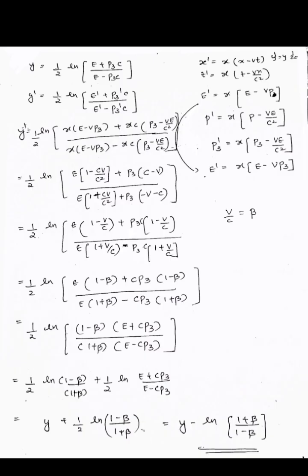So this is equal to half ln over (1 minus beta) into (E plus Cp3) divided by (1 plus beta) into (E minus Cp3). So this is equal to half ln over (1 minus beta) divided by (1 plus beta) plus half ln over (E plus Cp3) divided by (E minus Cp3). So this is equal to y plus half of ln over (1 minus beta) divided by (1 plus beta), because it is given that y is equal to half ln over (E plus P3c) divided by (E minus P3c). So this can be rewritten as y minus ln over square root of (1 plus beta) divided by (1 minus beta). So this is the answer.